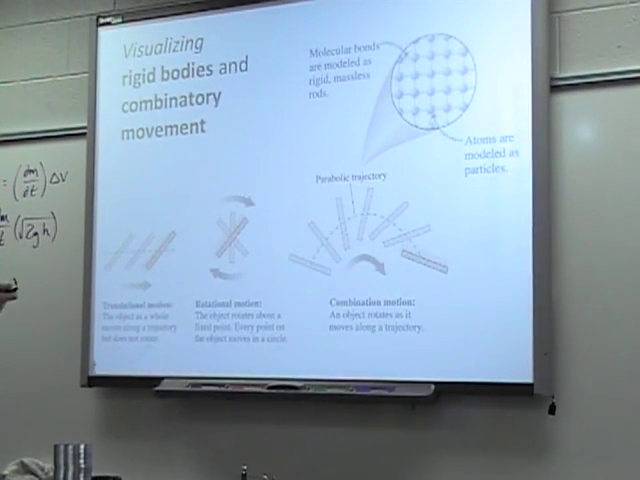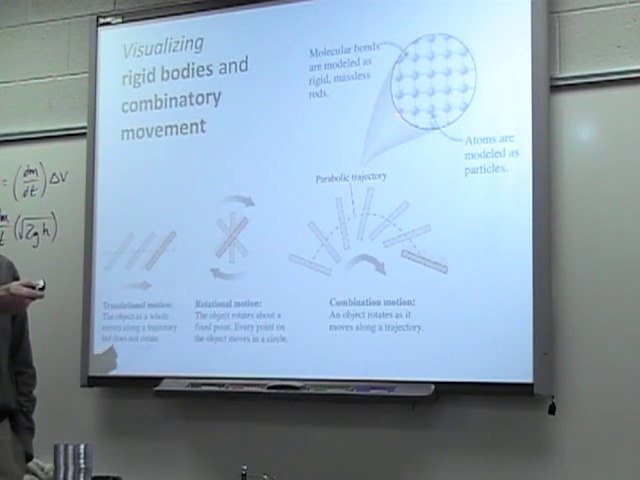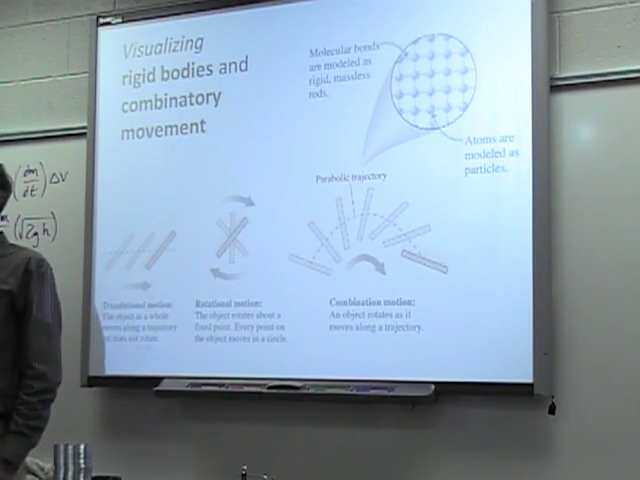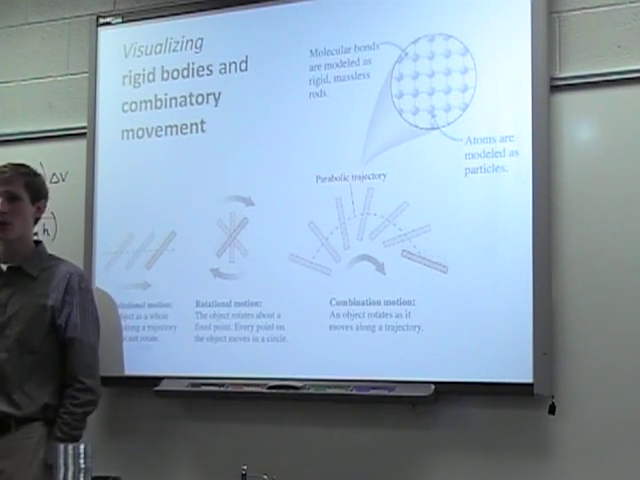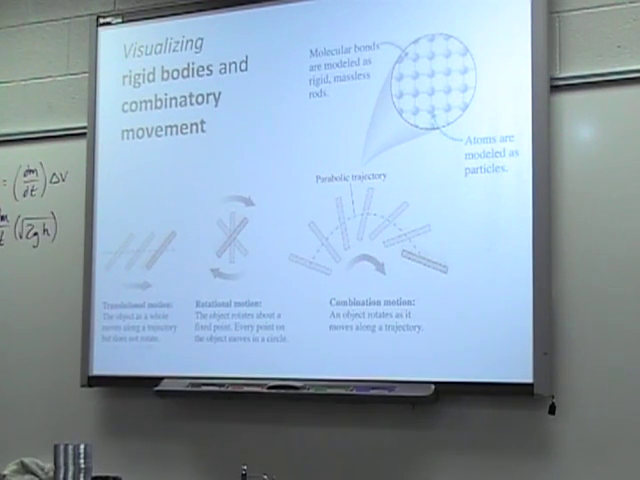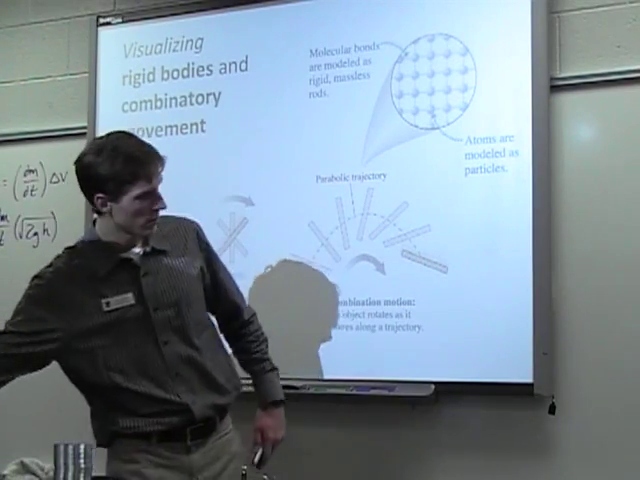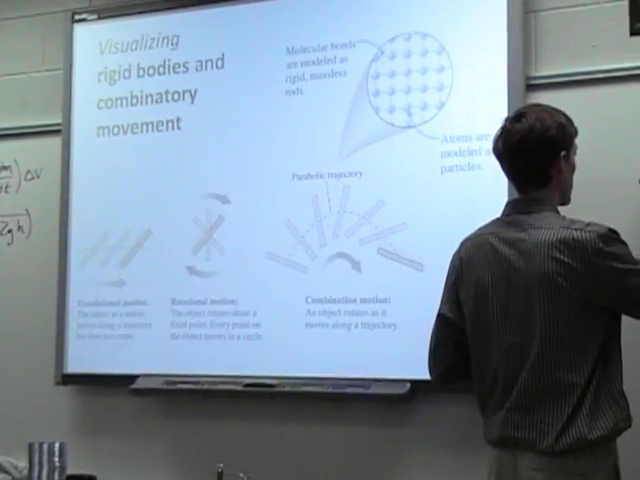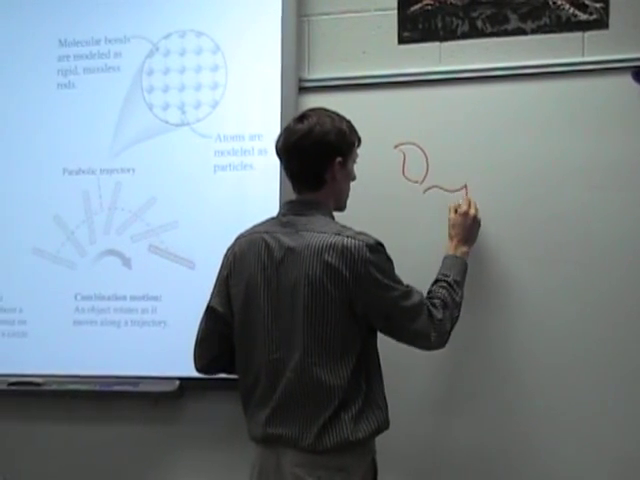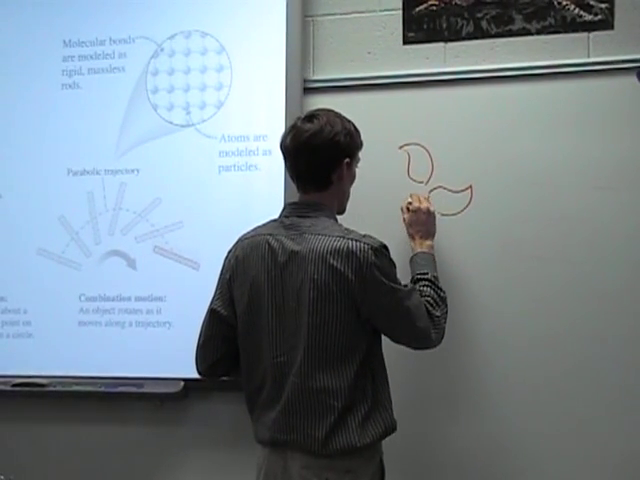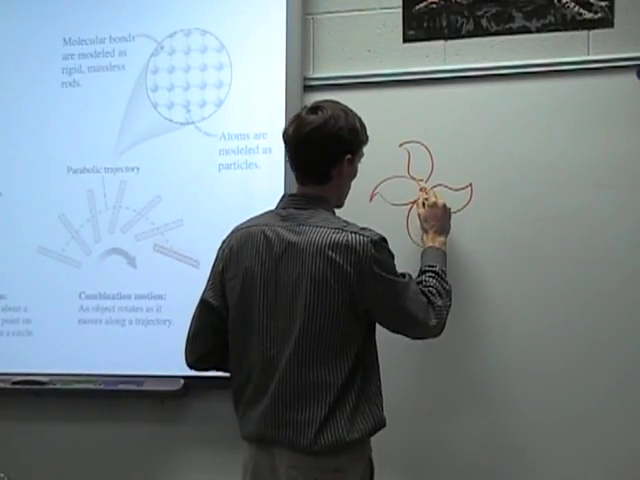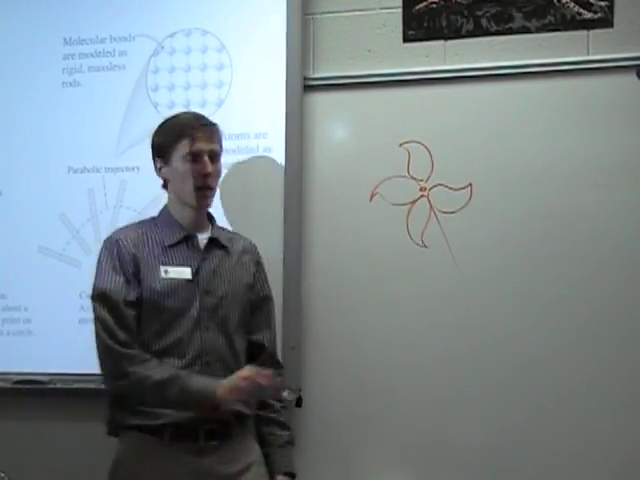On a microscopic level, smaller than microscopic, that's kind of a way of modeling the molecules, assuming that there are rigid rods between each molecule. It's kind of what we mean by a rigid body, that it's not going to flex and bend or stretch. Think about a pinwheel spinning as a rigid body in motion. You know what a pinwheel is? Like one of those things you blow on. That's a rigid body.